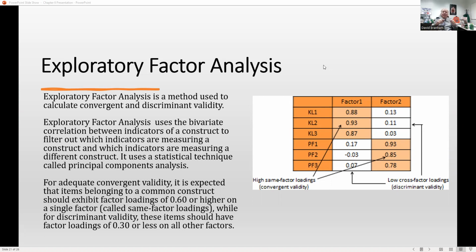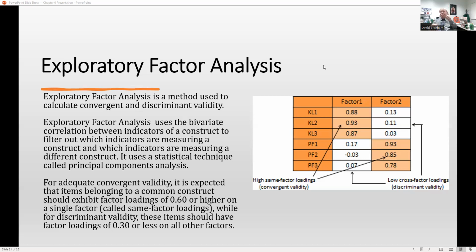Exploratory factor analysis uses bivariate correlation between your indicators. It looks at each indicator and sees how much it correlates with the answers on the other ones. Let's take intelligence. If you have 3 indicators there that say this is what I'm measuring for, these are indicators of intelligence.